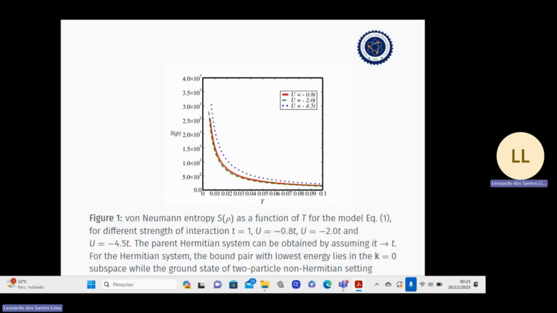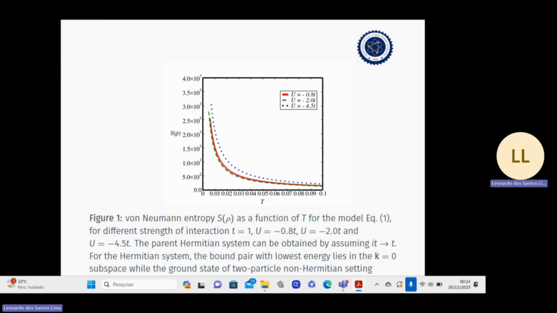In Figure 1, I show the behavior of the von Neumann entropy of the reduced density matrix, where I obtain the divergence of the von Neumann entropy in the limit of zero temperature. As expected, this is due to the large rise of quantum fluctuation in this limit. I get a decrease of the von Neumann entropy in the range of high temperature. I obtained a very small difference for different values of potential interaction U, represented by different colors in the figure, and the parent Hermitian system can be obtained by replacing complex iT by a real T.